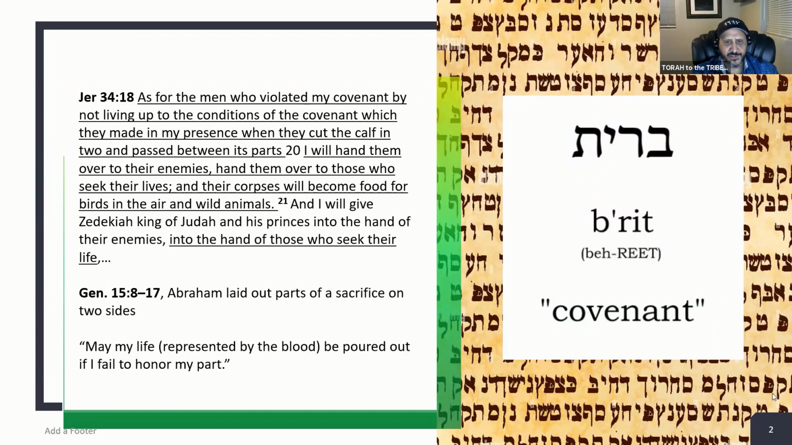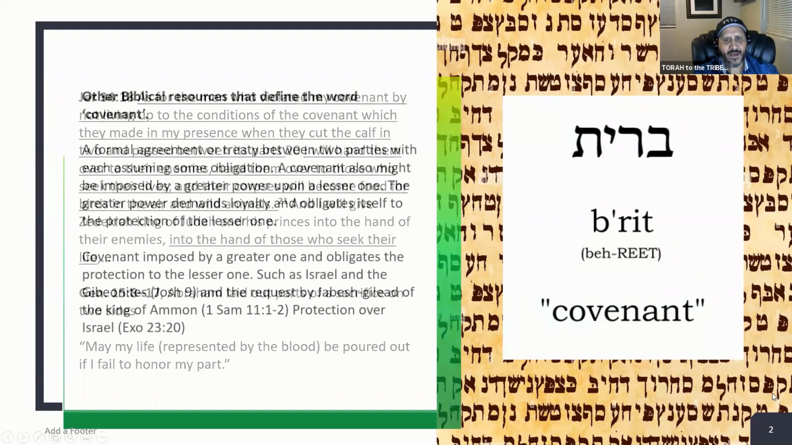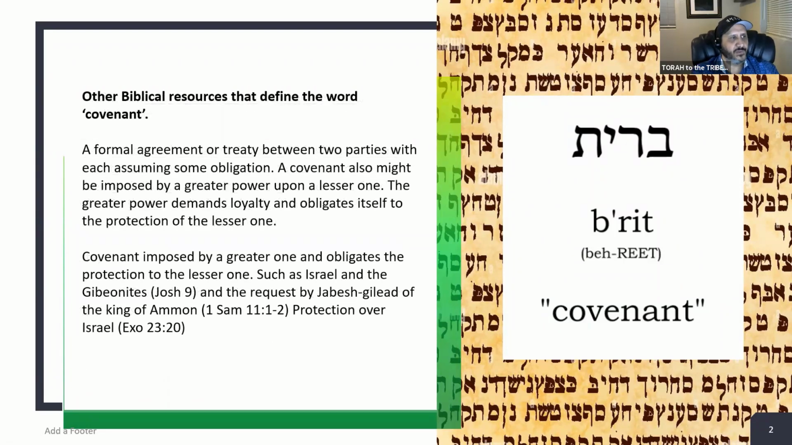Now, during my research, I found other definitions of how covenants are viewed in the Bible. A formal agreement or treaty between two parties, with each assuming some obligation. A covenant also might be imposed by a greater power upon a lesser one. The greater power demands loyalty and obligates itself to the protection of the lesser one. Protection over the lesser from the greater is part of the covenant promise.